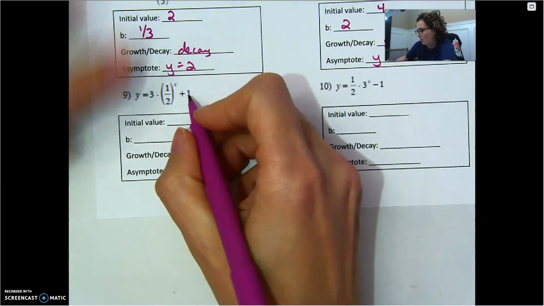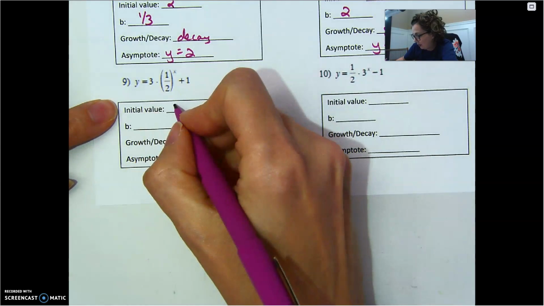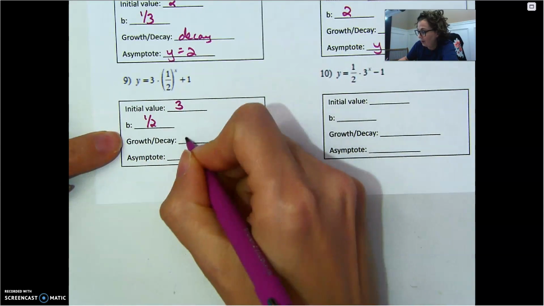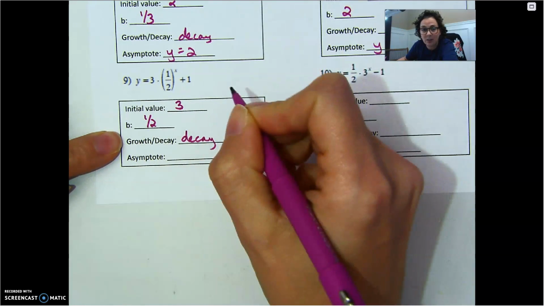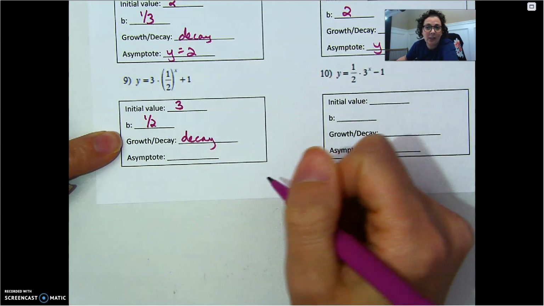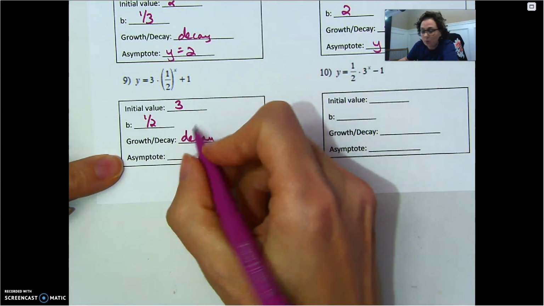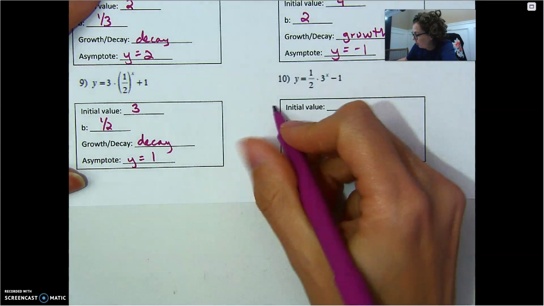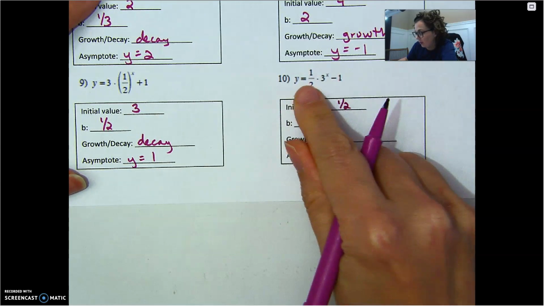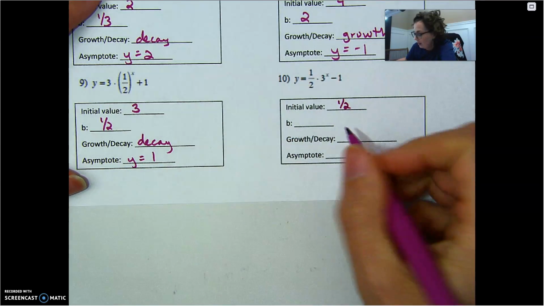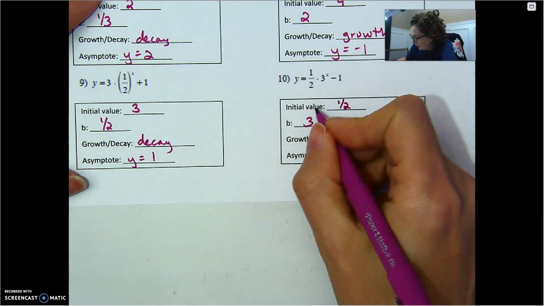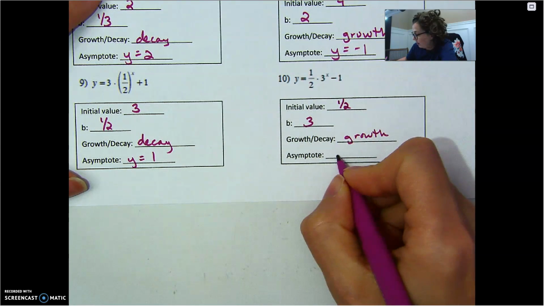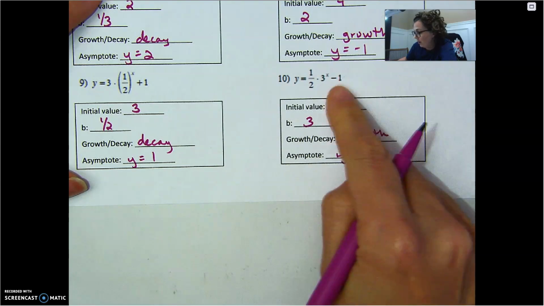The initial value, or the y-intercept, is 3. The base is 1/2, so it's decaying. That graph is going down. It's decaying, decrease. The asymptote would be y equals 1. Number 10, initial value 1/2, so that's where it crosses the y-axis. The base is 3. It's larger than 1, so it's growth. And the asymptote is y equals -1.